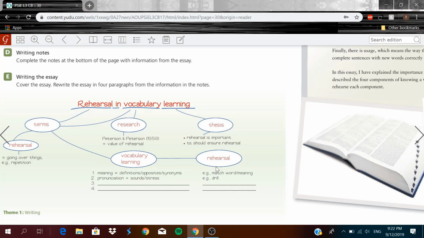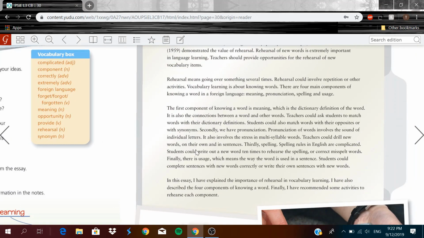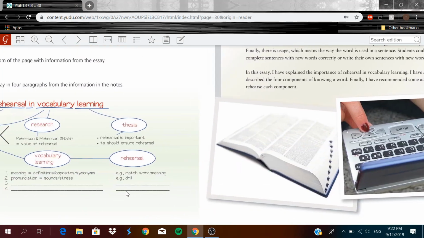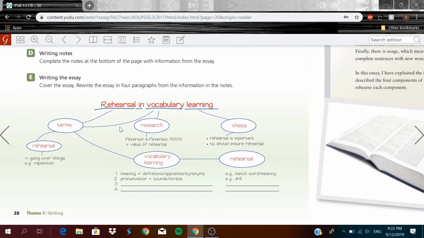And then we have rehearsal. So for example, match word and meaning. For example, drill. I would also give another example, write the word 10 times. I read it somewhere here. Okay, so write the word 10 times. And again, another example is to write sentences down. Okay, so you can say write sentences. Okay, so these were the notes with information from the essay.